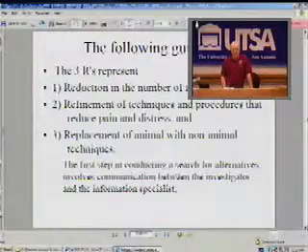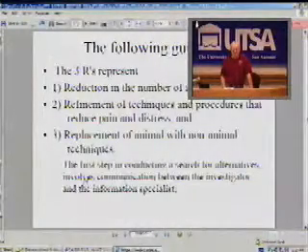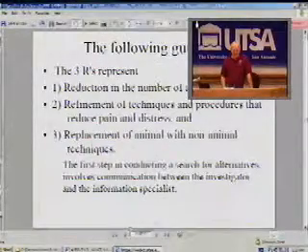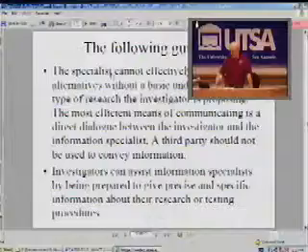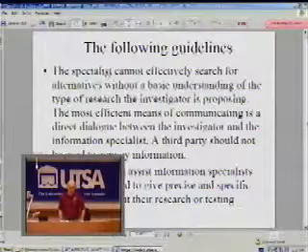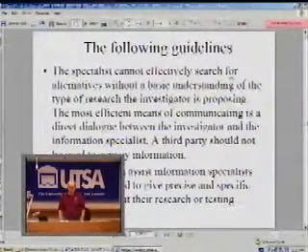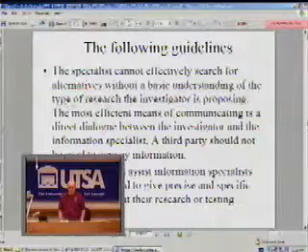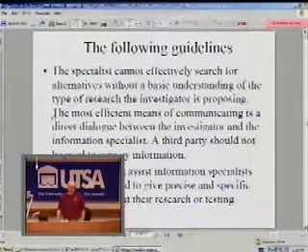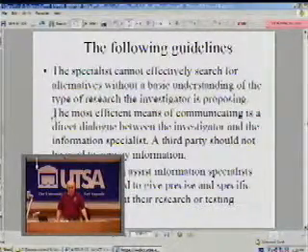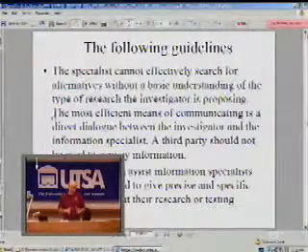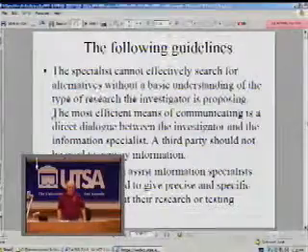So the first step is conducting a search for alternatives. Conducting a search for alternatives involves communication between the investigator and the information specialist, who you'd find at the library most often, in the most typical setting of a university. The specialist cannot effectively search for alternatives without a basic understanding of the type of research the investigator is proposing. As you could see just from my reading of the correspondence that I had with the IACUC, if you're not familiar with that area, some of it makes sense, but you can see that there is more that you could do if you had a stronger background in that area.